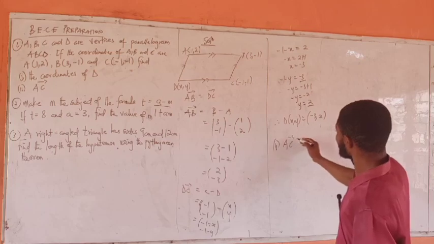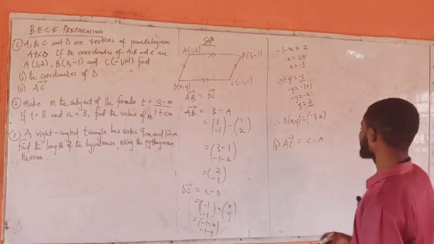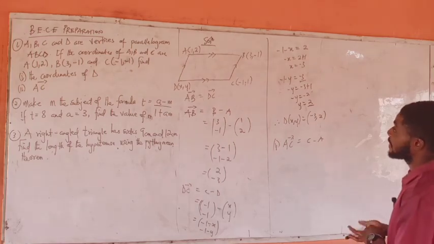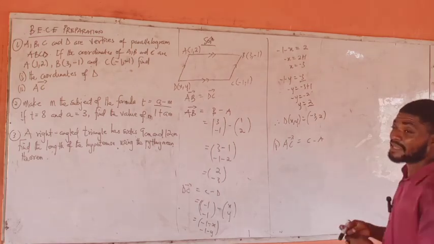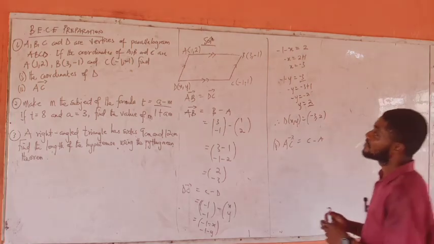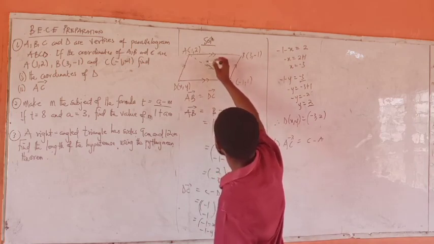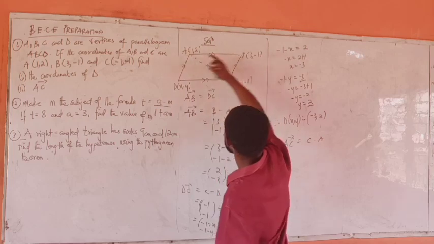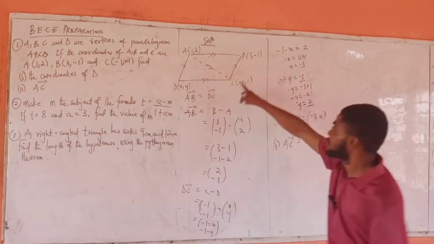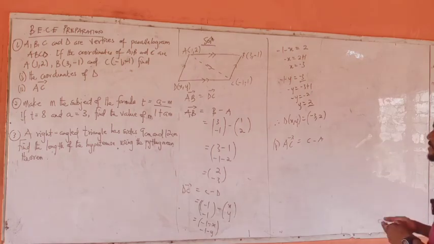Now AC. We know AC is equal to C minus A. We know C, we know A. But at the same time, AC can be given by AB plus BC, since we are moving in leaders. This is a resultant vector, so you add this to this, and that will give you AC. Either you go through this point, or you just do the other one. It's the same thing.